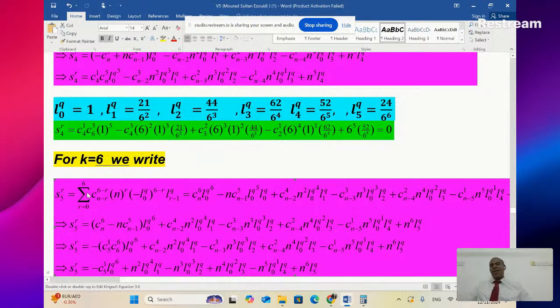So now I will put k equal 6 in the discrete formula of Mourad Sultan Ezouidi, the Tunisian researcher in mathematics. I will write S5 equal the sum from 0 to 6, combination n minus r, N is 6 in fact, 6 minus r, and 6 minus r will be 1. n raised to the power r between parentheses, negative 0 of Q raised to the power 6 minus r times L_R minus 1 of Q. This one will give you the sixth coefficient of any nth degree polynomial equation.